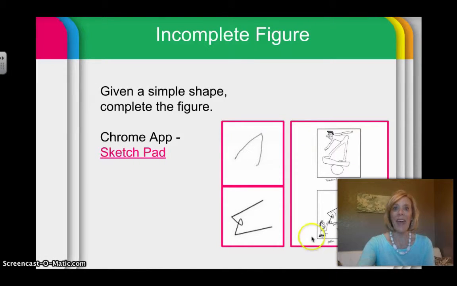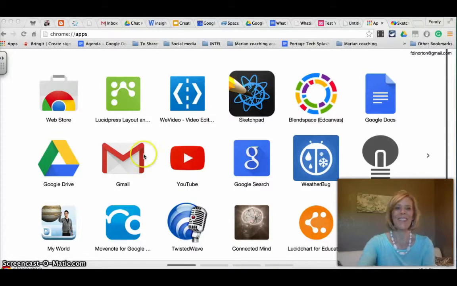So there is a great app out there to do something very similar to this, but instead of paper and pencil, you could do this digitally. This is a Chrome app called Sketchpad. And we're going to go there and I'm going to show you how it works. So as I said, this is in the Chrome Web Store. If you go there and search for Sketchpad, it will put it with one of your apps.